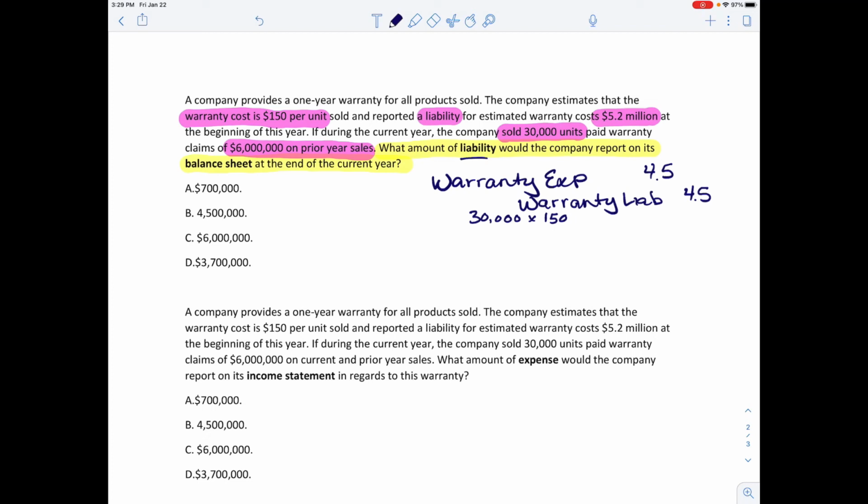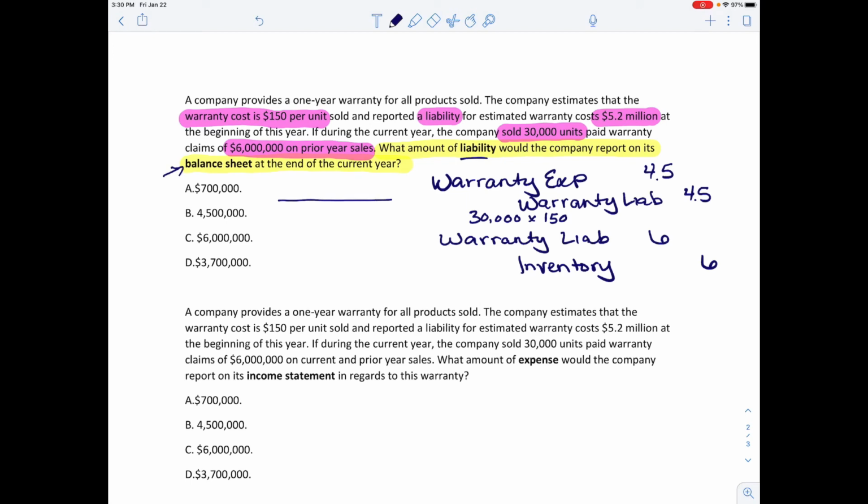There's another piece that they give you a clue saying that they've paid some of these claims of $6 million. Because this was on prior year sales, I know that there's no more expense related to it because I've already recorded that, but it is going to reduce the amount of liability that I have. And that would probably go against my inventory if I had to replace it. So now that I have all this information, but they want to know what is my ending balance.